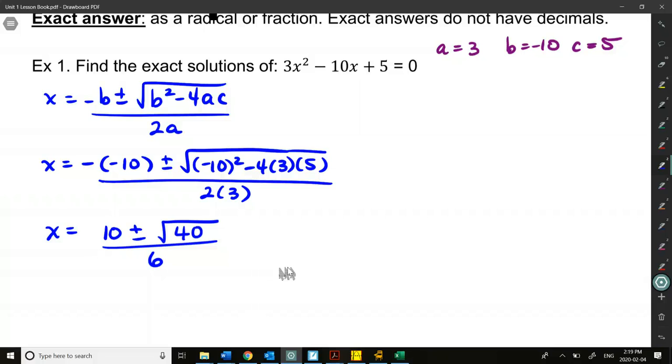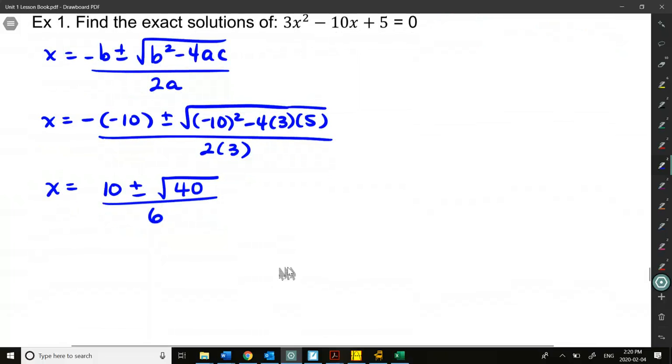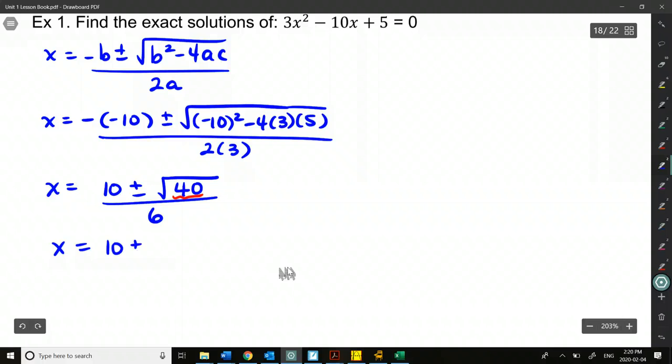All right, that's our grade 10 part. And usually in grade 10, and what we did a few days ago, at this point we would break it up into the plus option and the minus option, and we would calculate it. But with our new grade 11 knowledge, now that we know about radicals, we're going to try to leave this as exact x-intercepts or exact answers. So let's look at the root. We can simplify this root. We've got root 40. What's the biggest perfect square inside of 40? 4 and 10 works, so we're going to split that up into 4 times 10.